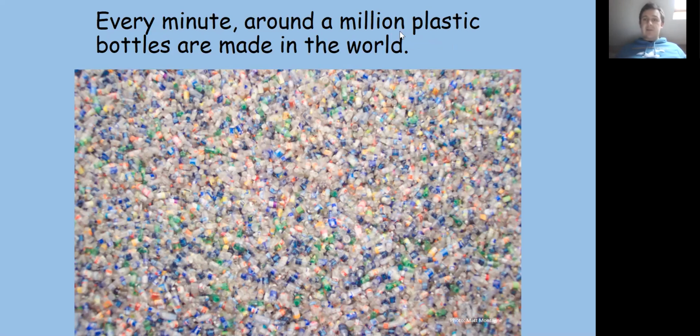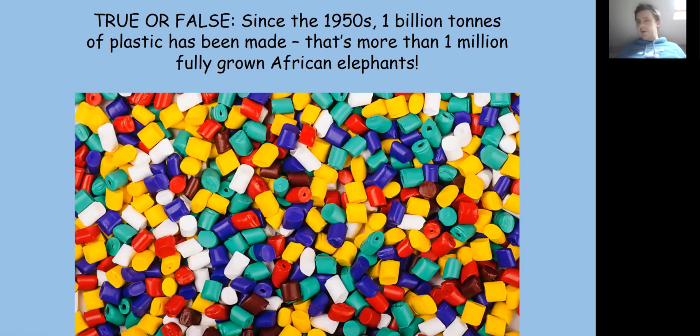That means that whilst I've been talking to you in this lesson, about 4 million bottles have been made. Wow. True or false? Since the 1950s, so what was that, 70 years ago, 1 billion tons of plastic has been made. That's more than 1 million fully grown African elephants.